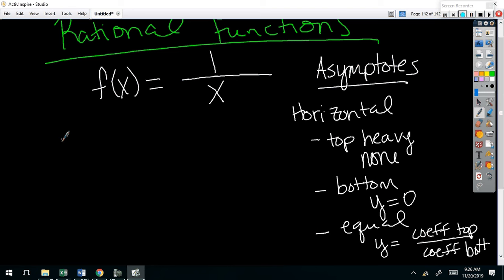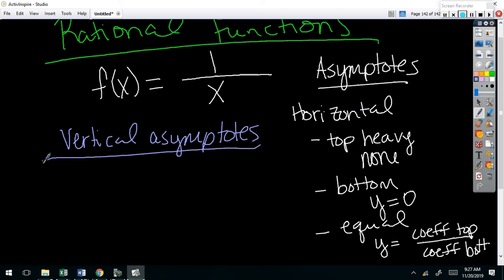How about vertical asymptotes? How do we decide where vertical asymptotes happen? I'm just recapping here for you. Vertical is up and down, right? So it's x equals something. How do you find that asymptote? We find where the bottom equals 0 because that's where it's undefined, right? Can't be there.